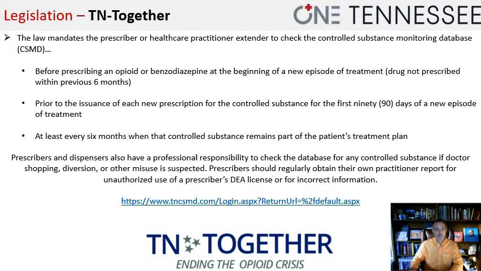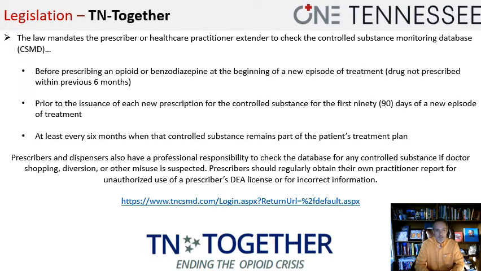Tennessee Together seeks to mandate the use of the Controlled Substance Monitoring Database, and there's certain times when a prescriber or dispenser has to do this. So before prescribing an opioid or benzodiazepine at the beginning of a new episode of treatment, that means the drug has not been prescribed within the previous 6 months, the Controlled Substance Monitoring Database needs to be checked before initiating. So you know, is my patient already on an opioid? Are they on a benzodiazepine? Have they been on them in the past? It just gives you a clearer picture of their past controlled substance use.